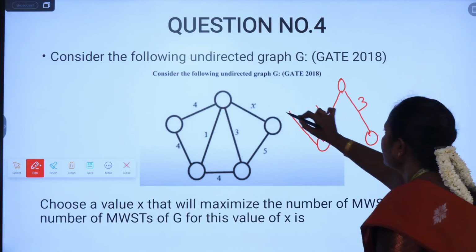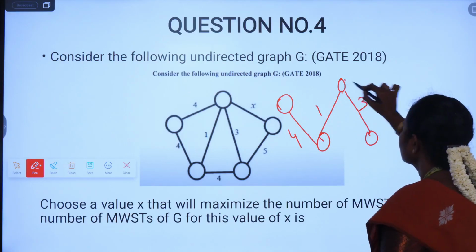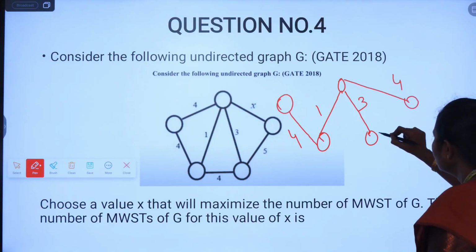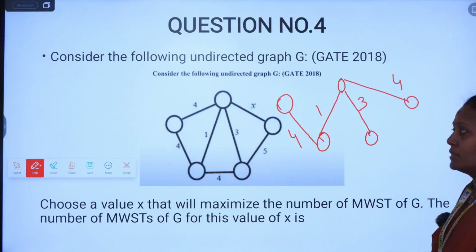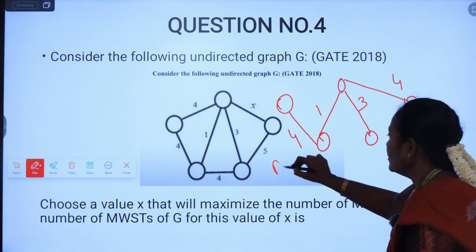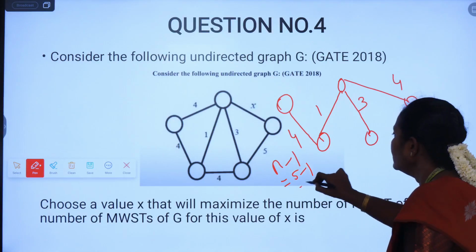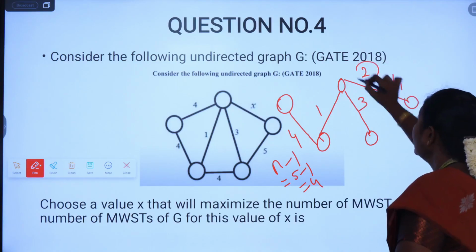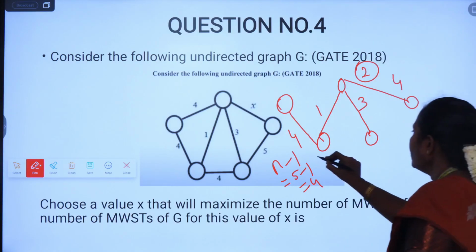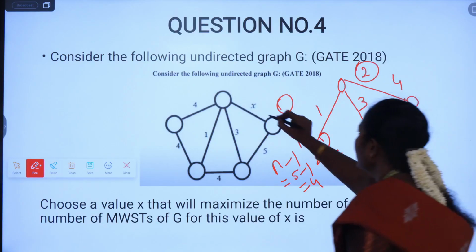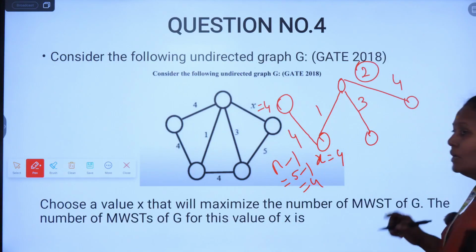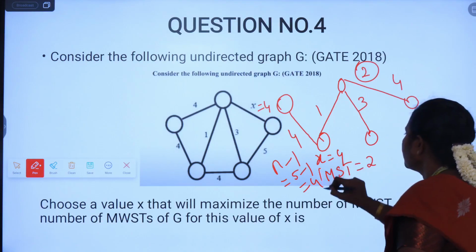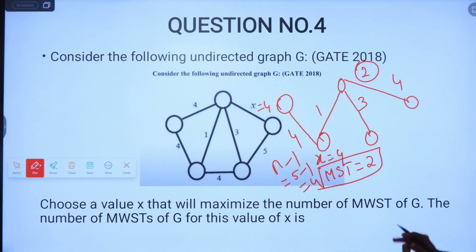Another minimum spanning tree will be, you cannot consider this 5. If you consider this 1, it will be a closed cycle. So here you have the n minus 1 condition, that is 5 minus 1, which is 4. So you have 4 edges here. So this is the second minimum spanning tree. So if you are taking x is equal to 4, how many minimum spanning trees do you have? The minimum spanning trees number 2. Okay, this is one case.